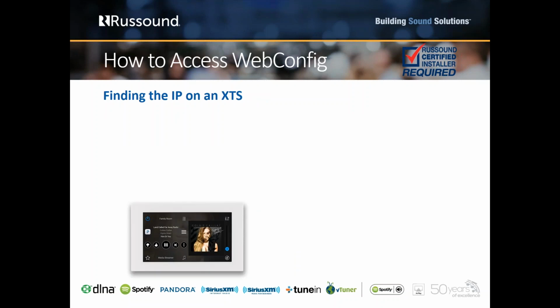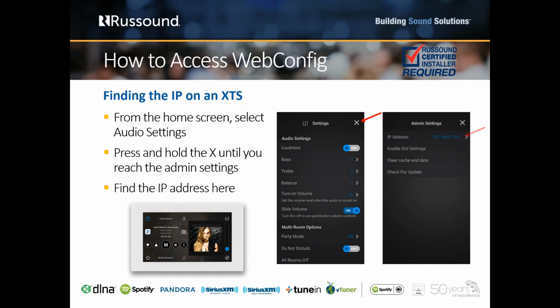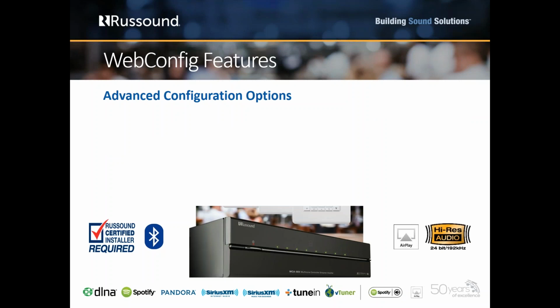If you happen to have an XTS in the wall, then you go to that XTS and from the home screen, you're going to select audio settings and you're going to see an X up there in the corner. Just press that until you reach admin settings. And then, once again, bingo, there it is. You find the IP address right there, right at the top of that list. How cool is that? Just take that IP address, plug it into that browser, you're in the web config, right?